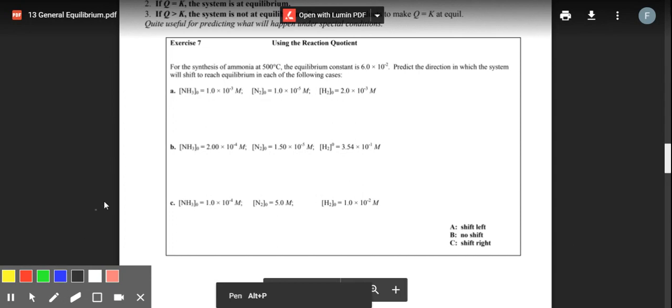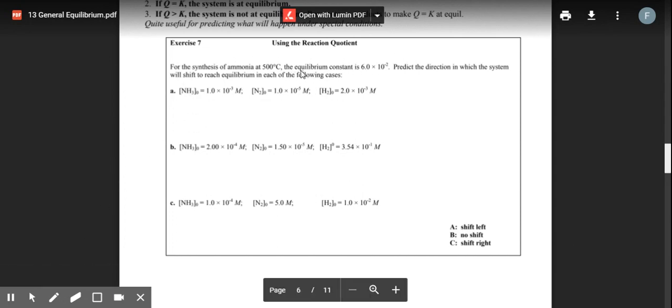So this first one says that we know the equilibrium constant, K, is equal to 6 times 10 to the negative 2. And here's that key word: predict how the system will shift to reach equilibrium. That's the key word to know that we're going to have to use the K versus Q approach. So what I want to do is set up my Q expression.